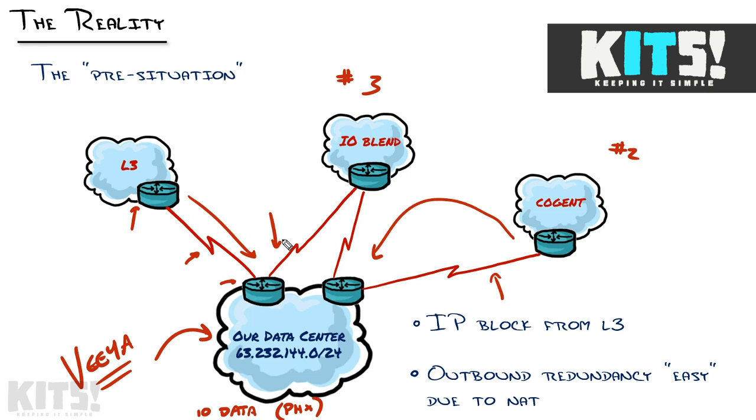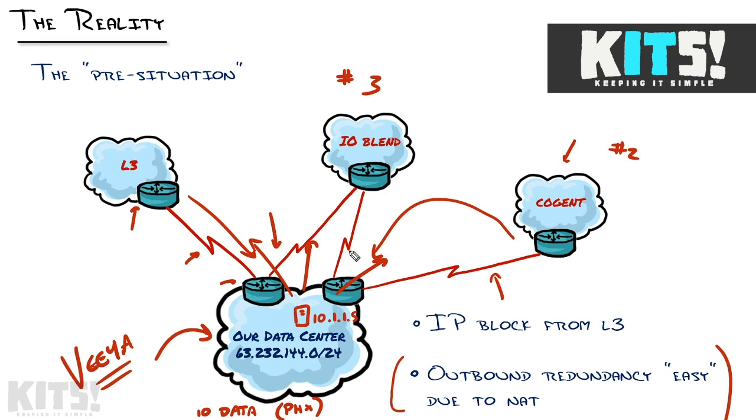Now, all of this, bringing in these multiple carriers, is pretty simple. You pay them money, arrange for a connection to your rack, and boom, you have a new internet connection. Outbound redundancy for your devices is going to be easy. Thanks to NAT, we can masquerade those IP addresses however we want. So if I've got a device here, let's just say it's 10.1.1.5, I can send it out any one of these carriers using NAT, and it can access the internet.